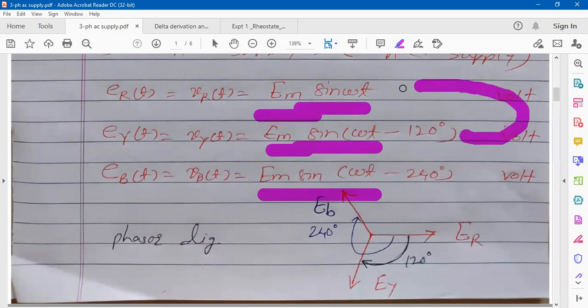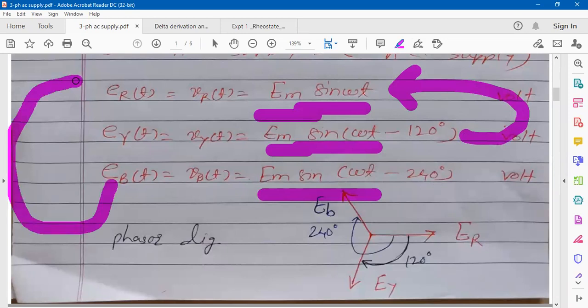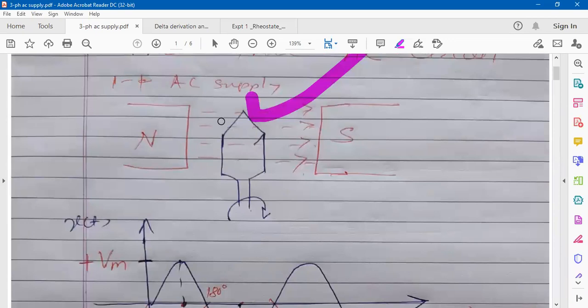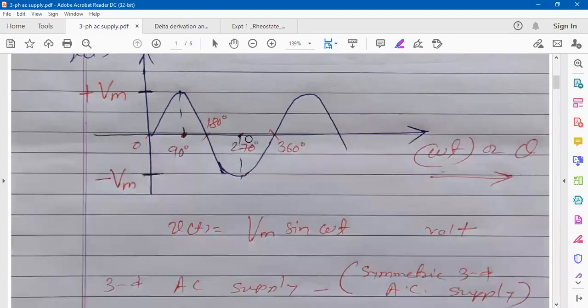Only the Y phase induced voltage lags the R phase by 120 degree and the B phase induced voltage lags the R phase by 240 degree. So whatever is the EMF induced in 3 windings, rather than a single winding, here you will find 3 windings, and rather than single turns, many turns are there. The more the voltage, the more will be the turns.